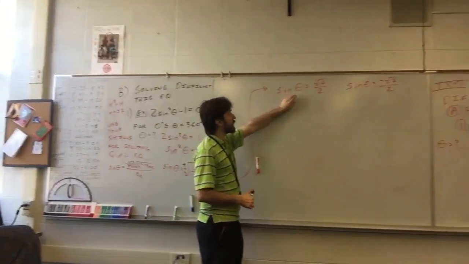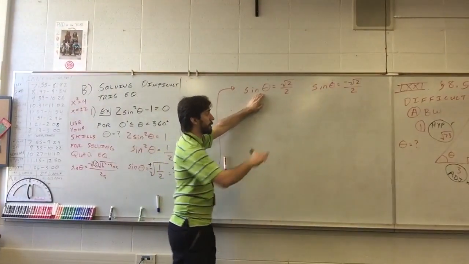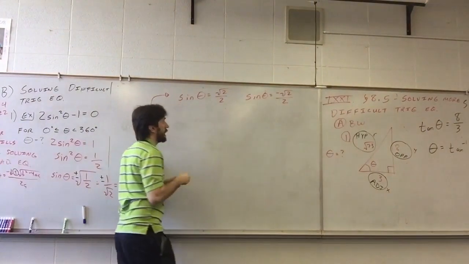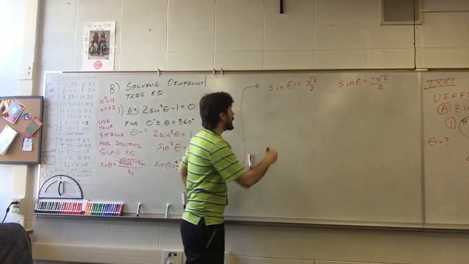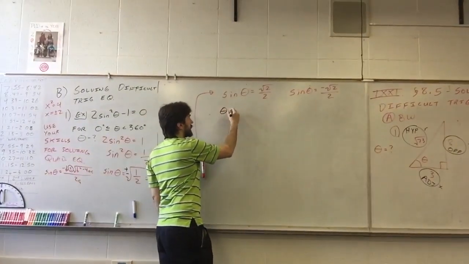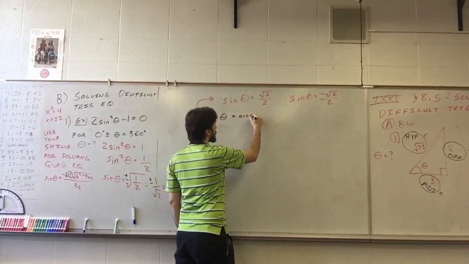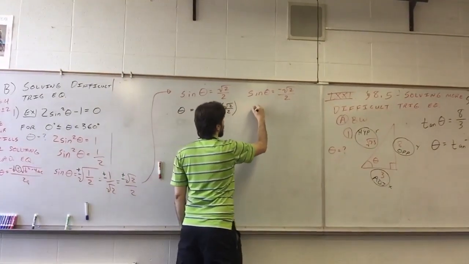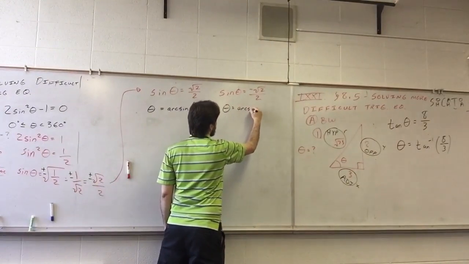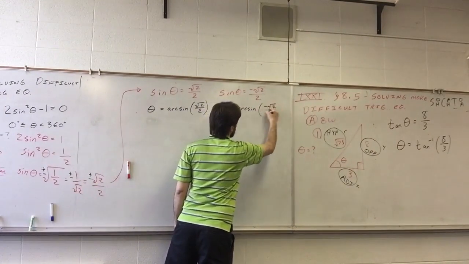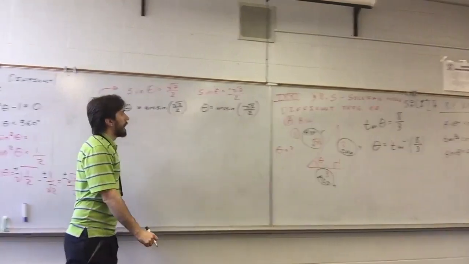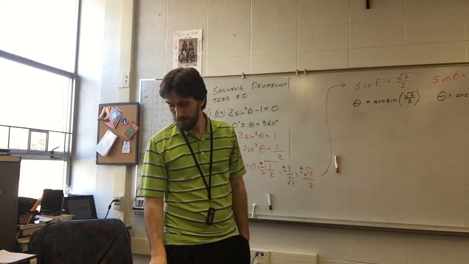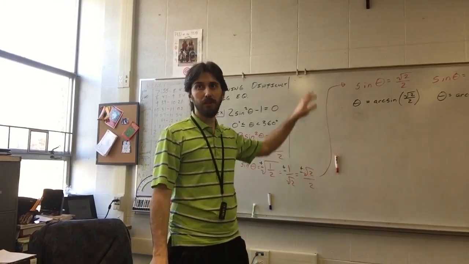What would be the next thing I should do, really, for both of these to get theta by itself? How do I get rid of this sine? The inverse. So theta is going to be the inverse sine of the square root of 2 over 2, and it's going to be the inverse sine of negative square root of 2 over 2. And you might be tempted to grab your calculator for that, but you actually don't need to. That's on your unit circle.